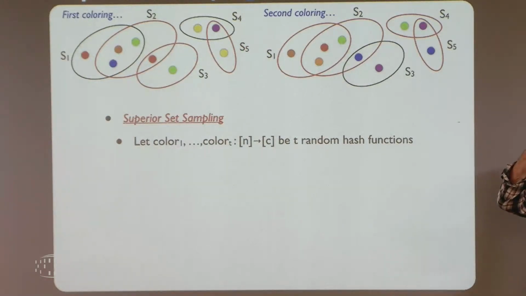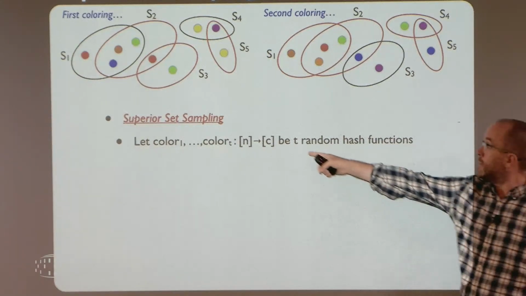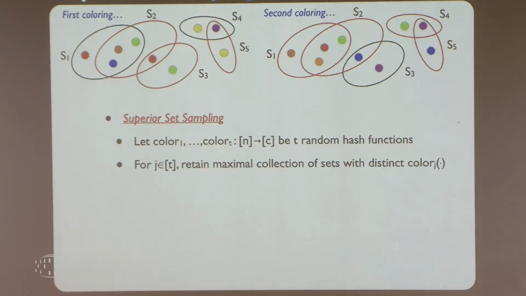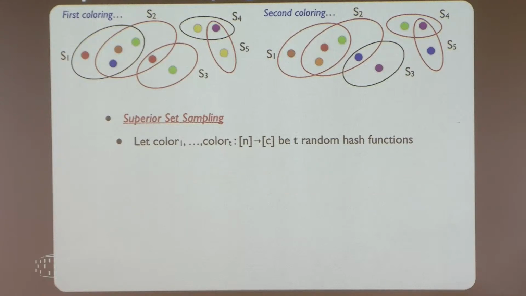So the idea is not just to do this once with one coloring, but to do it once, twice, three times, and it's going to be a logarithmic number of times. So you have these T different hash functions. Actually, it suffices for these to be 2-wise hash functions. And for each coloring, for example this first coloring here, I'll circle the sets that I'm keeping in red. So it's S2, S3, and S5. This is a maximal collection of sets with different colors. I'll also do that for the second coloring, the third coloring, et cetera, up to the 10th coloring.